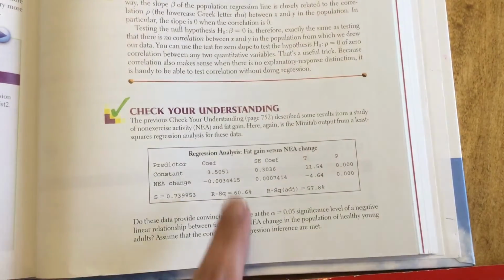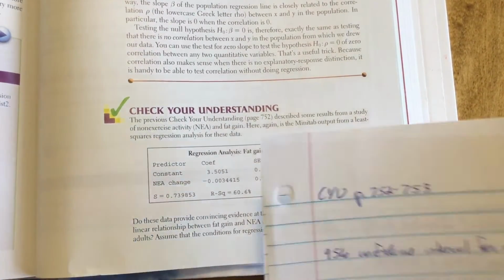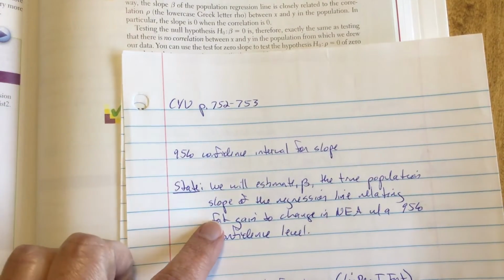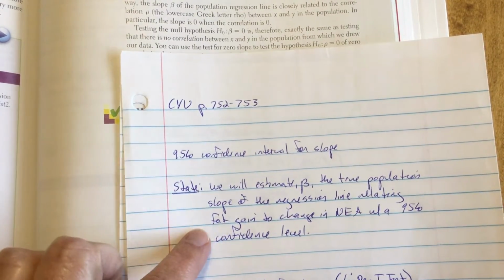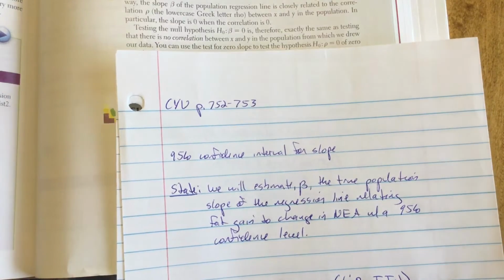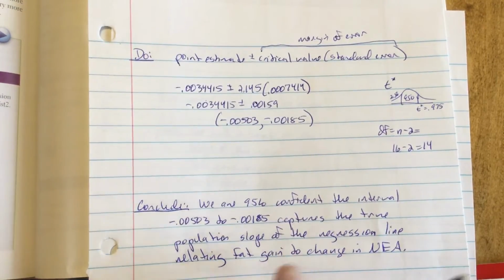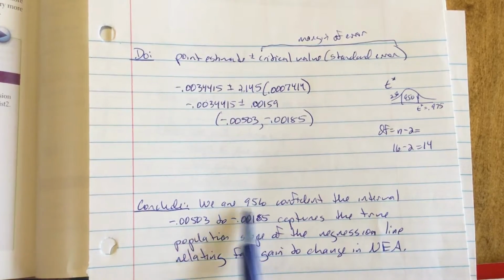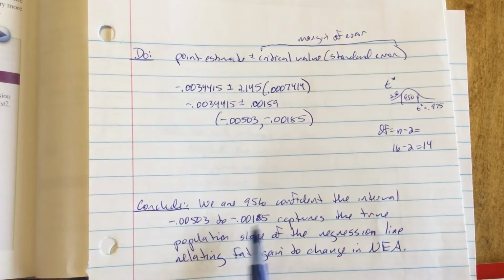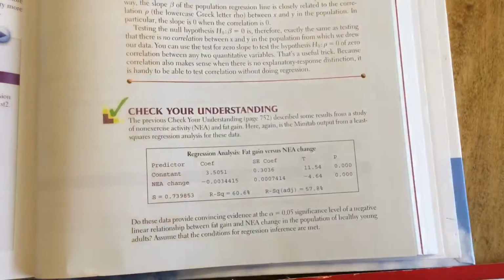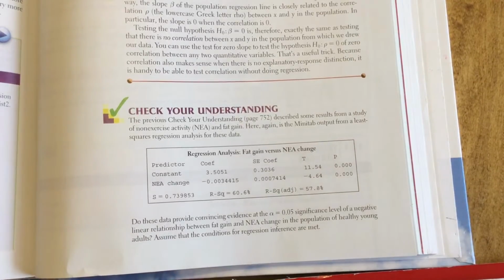So if we recall from the check your understanding on page 752, where we estimated the true population slope of the regression line that relates fat gain to change in NEA, we ended up with an interval that was negative to negative. So our confidence interval believes that the true slope is negative, okay? So we are probably going to come to that same conclusion from the significance test.